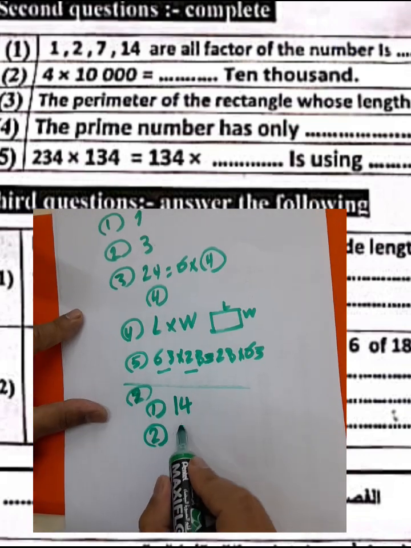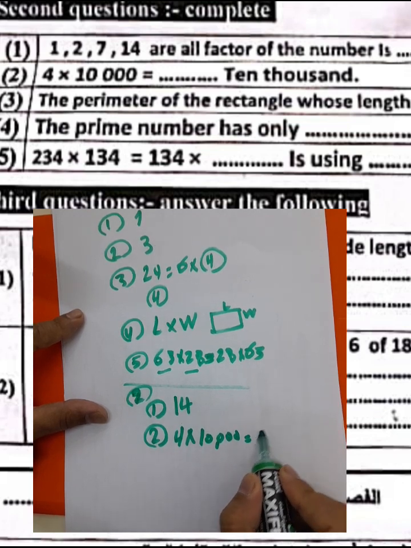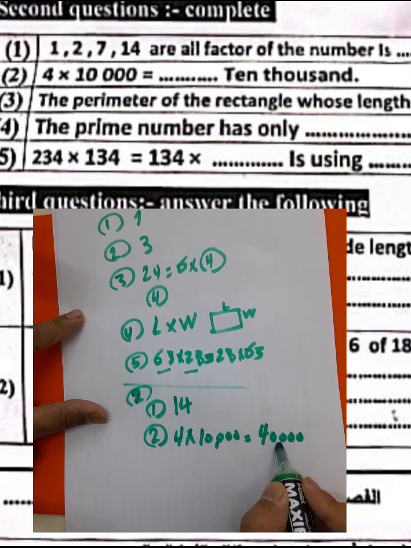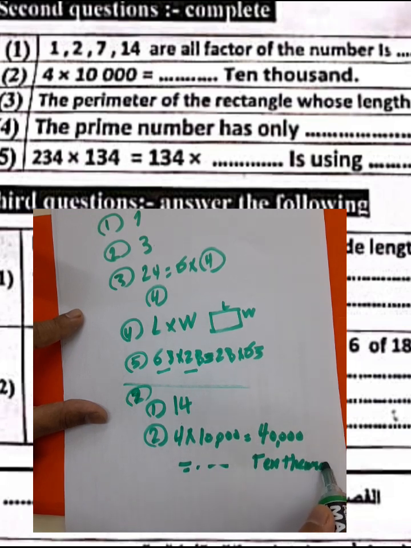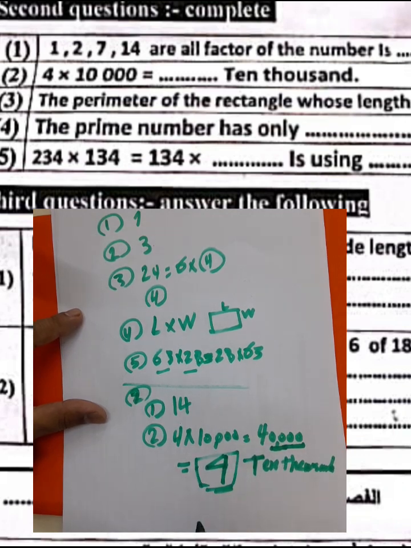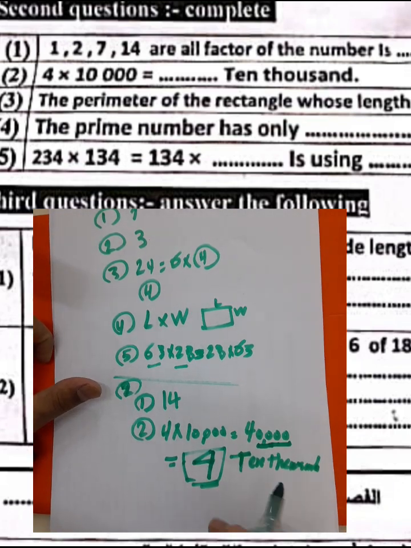Question number 2. 4 times 10,000 equals 40,000. Okay, then we want to find how many 10,000s we must cancel here. 1, 2, 3, 4. We have 40,000, it will be 4 ten-thousands. Write 4 here in the space. Understood? Again, 4 times 10,000, it will be 4 ten-thousands.